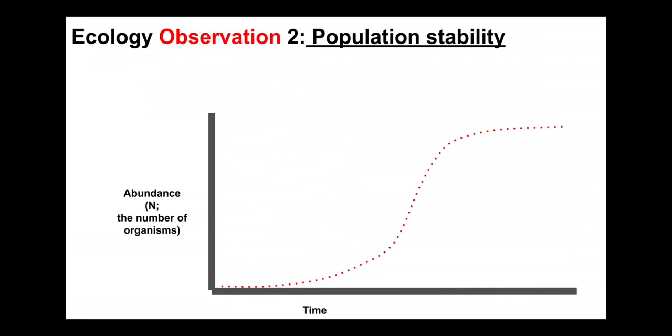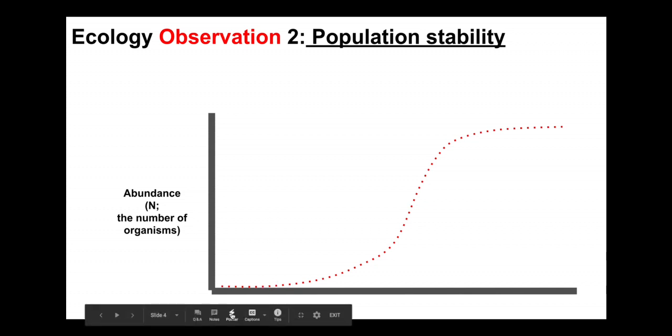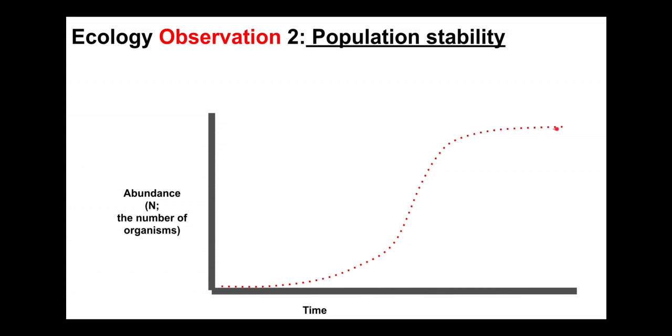In the last movie we talked about how populations have a tendency to grow exponentially, but that's only when resources are available, when resources are unlimited. Most populations tend to not increase exponentially for very long, or we don't even observe them increasing at all. We often see them being fairly stable.